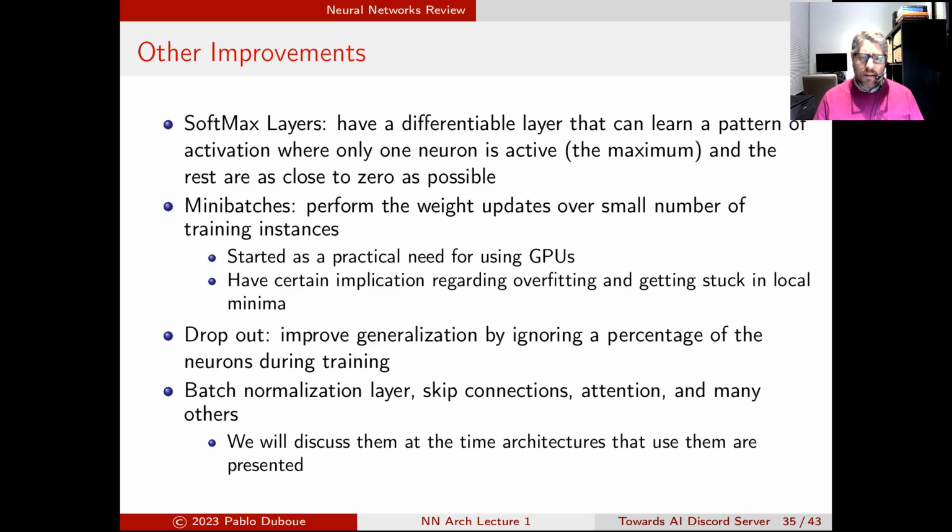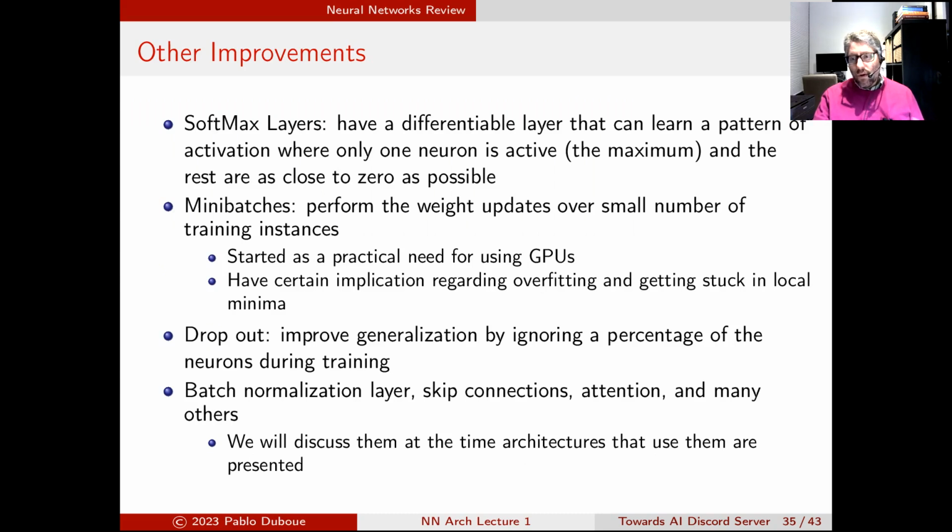This started as a practical need for using GPUs, but in reality it also helps regarding overfitting and getting stuck in local minima. We have dropout, that improves generalization by ignoring a percentage of the neurons during training. We have batch normalization layers, skip connections, attention, and many other things that we will see in different lectures at the time architectures that use them are presented.